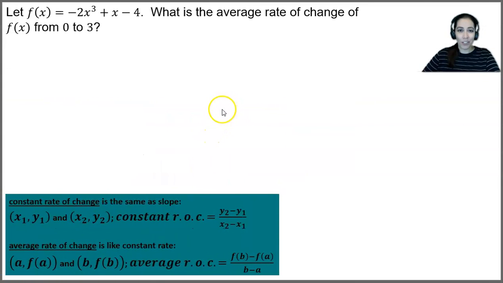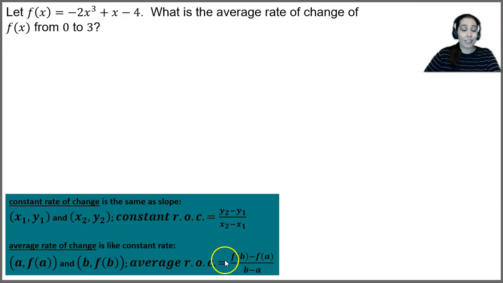Now that we have Chloe's cheat sheet notes, let's find the average rate of change of this function from the interval from 0 to 3. Looking down here at her cheat sheet notes, she talked about the constant rate and average rate of change. Constant rate is slope. You use the constant rate of change when you have a straight or a linear line. When you have a curved line, you have to use the average rate of change.